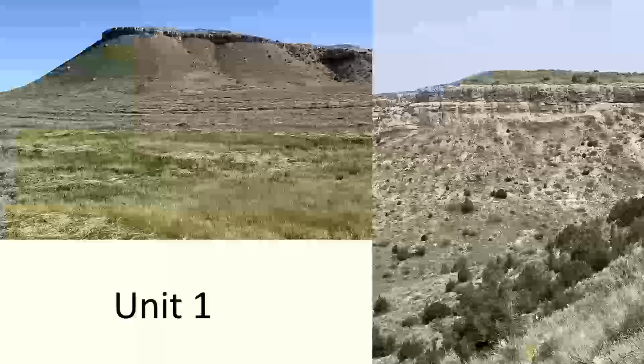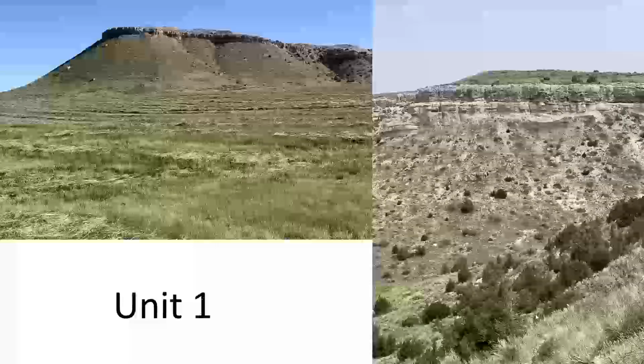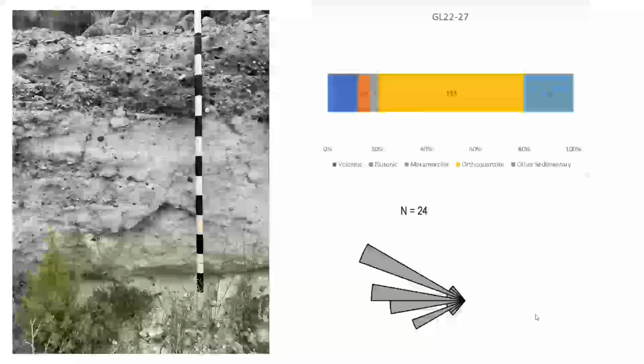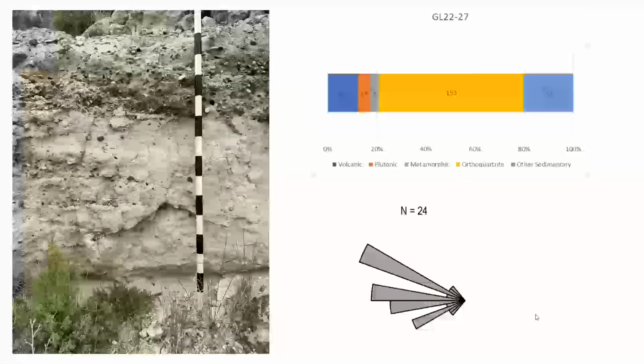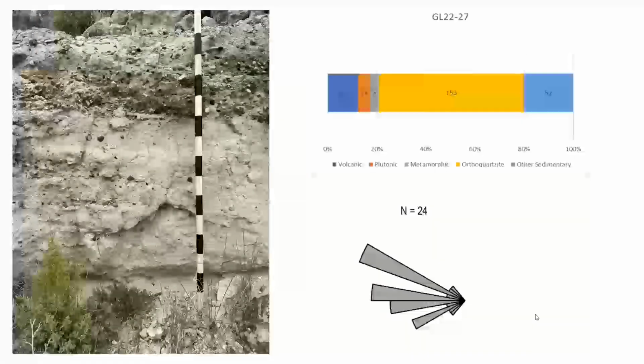And in some places you can see the contact with the Renova Formation, or the unconformity, really well. It's about 20 meters thick. I did clast counts at this exact location, and most of the clasts tend to be orthoquartzites and other sedimentary rocks, and then the paleocurrents have a westward flow.